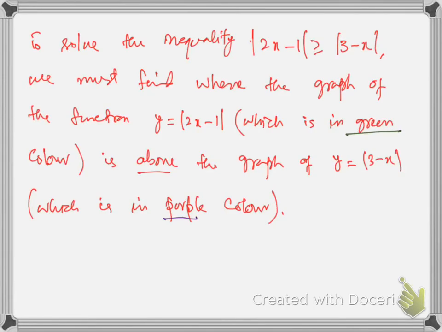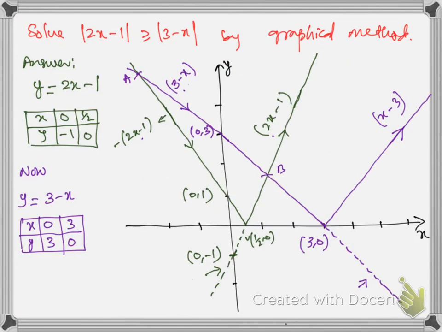To solve the inequality, we must find where the graph of the function modulus 2x minus 1 is above the graph of modulus 3 minus x. Let's find where the green graph is above the purple graph. So if we go towards the left side from this point of intersection A, then we find the region where this green graph is greater than or above the purple graph.